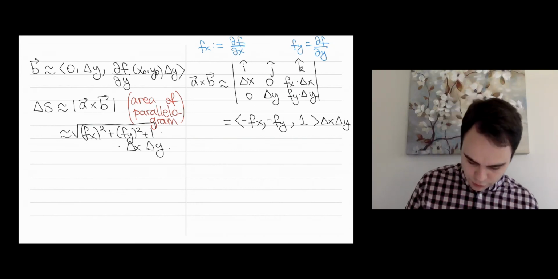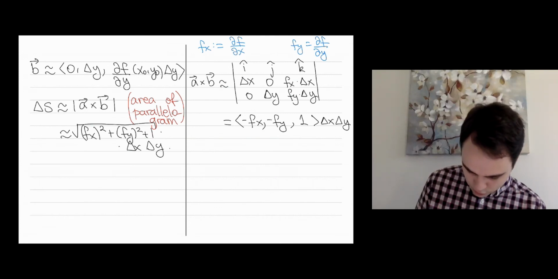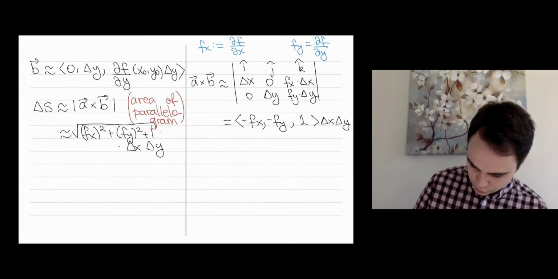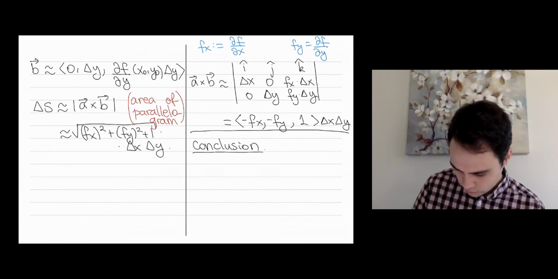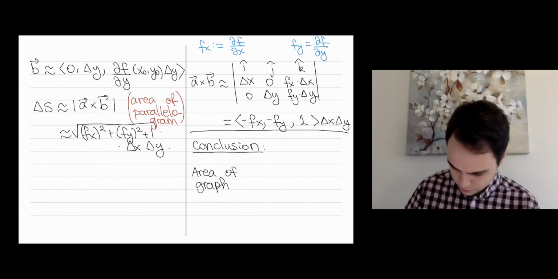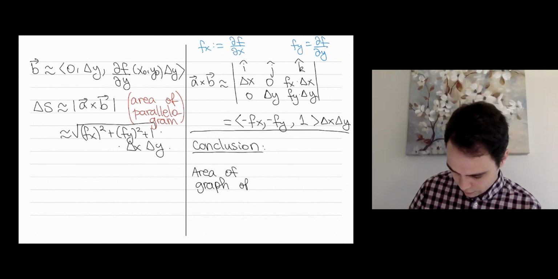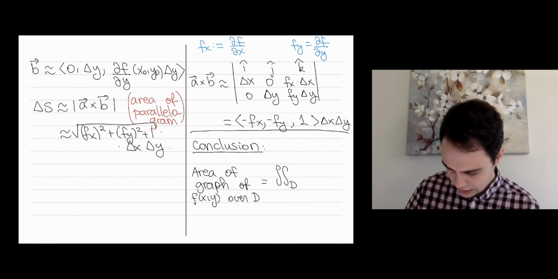Okay, so all this derivation was to reach the following conclusion. Maybe I'll put the conclusion after the end of the calculation. So the conclusion is that the area of the graph, which is a curved surface, the area of the graph of the function f over a region D of the plane, is equal to the double integral over D.